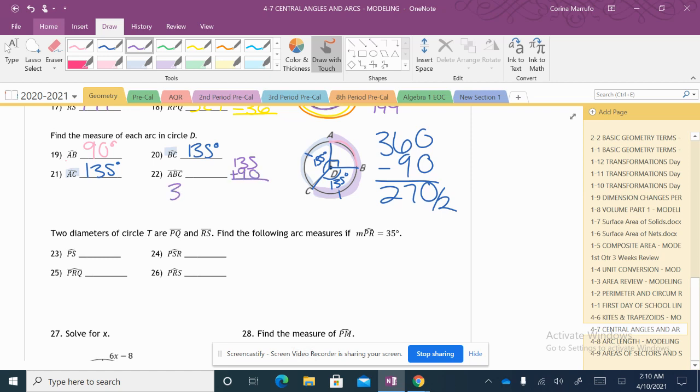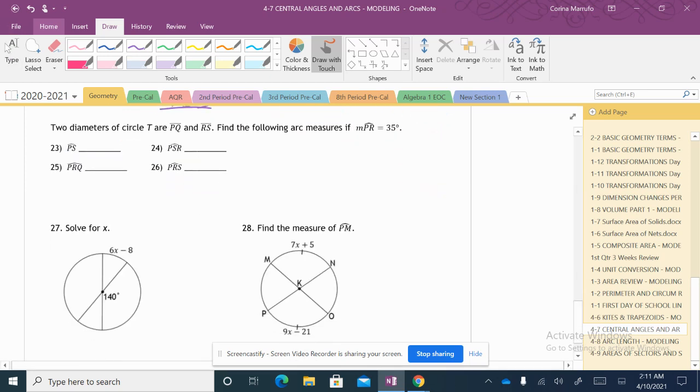Or I could do 360 minus 135. Either way, it's going to give you the exact same answer. And that gives us 225, I believe. Let me double check in my calculator before I do it. Yeah. All right, so the next one here, it says two diameters of a circle T are PQ and RS.